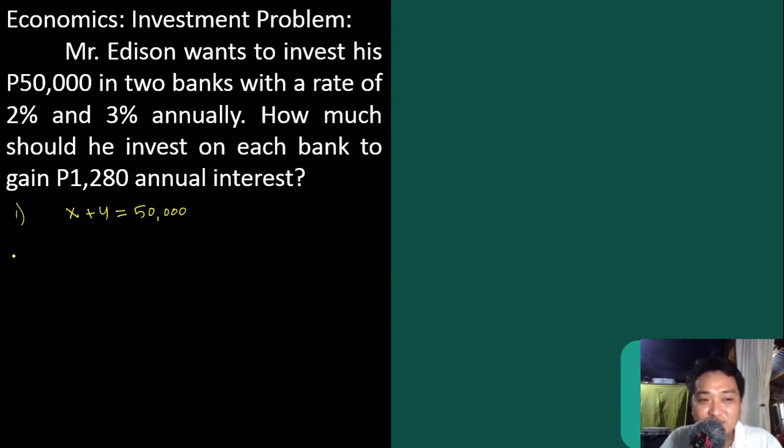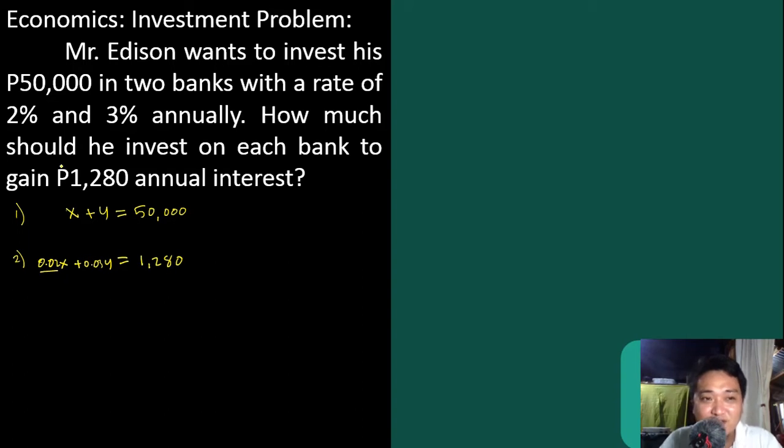Pag-usapan naman natin yung rates nung interest bawat bangko. Ang sabi lang sa problem, yung information lang from the problem, is yung total annual interest natin dapat 1,280 sa dalawang bangko na yon. Since hindi pa naman natin alam kung ilan talaga yung na-invest natin bawat bangko, ang gagawin na lang po natin, that is 0.02x plus 0.03y. O bakit ganun? Kasi ito yung interest.